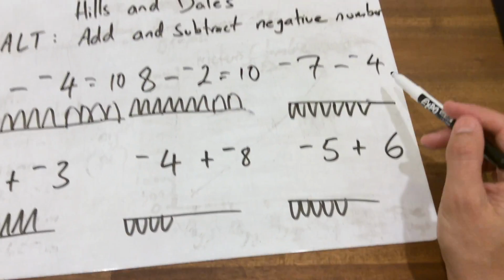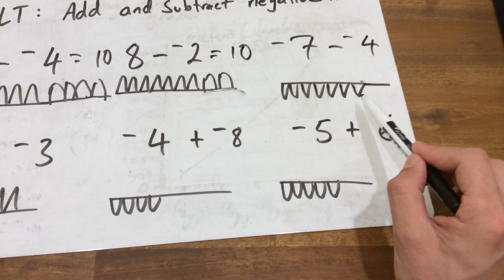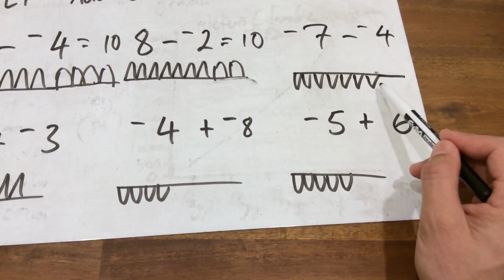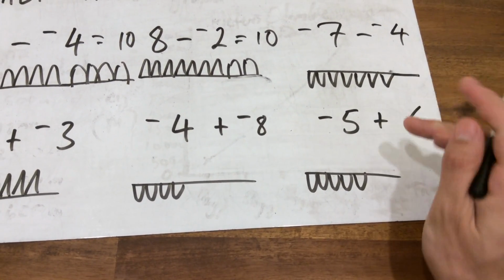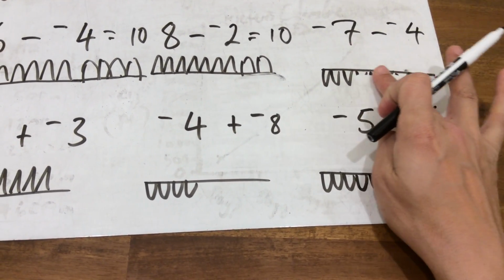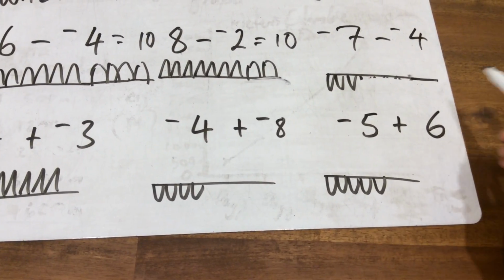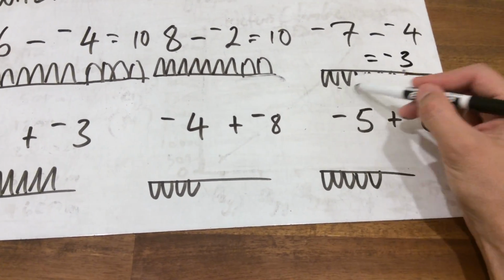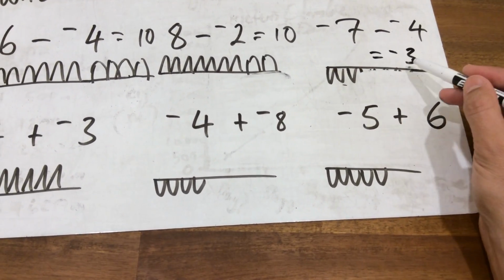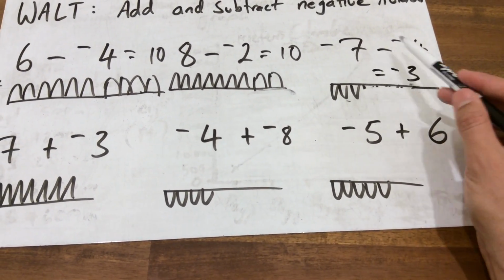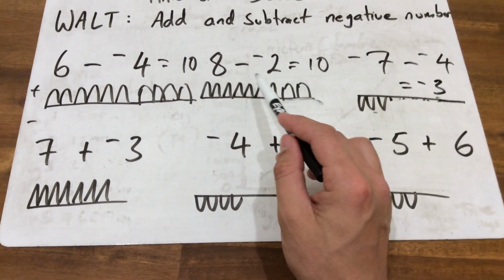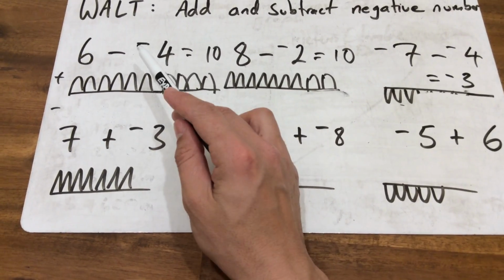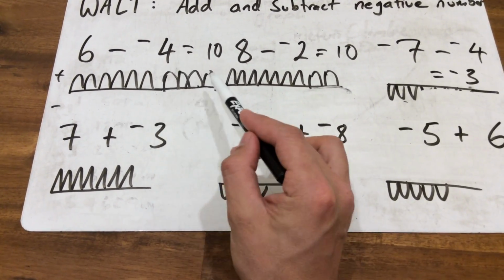A little bit different now. I've got 7 valleys, and I'm going to take away 4 of those valleys. So there I actually have valleys to take away. So I'm going to take away 4 of those valleys, and that's where I'm left with the answer of negative 3. So I've still got 3 valleys there. In that case, that's when the actual subtraction works, whereas with these ones here, we actually end up adding onto them. Even though it's a negative number, it almost turns into a positive.